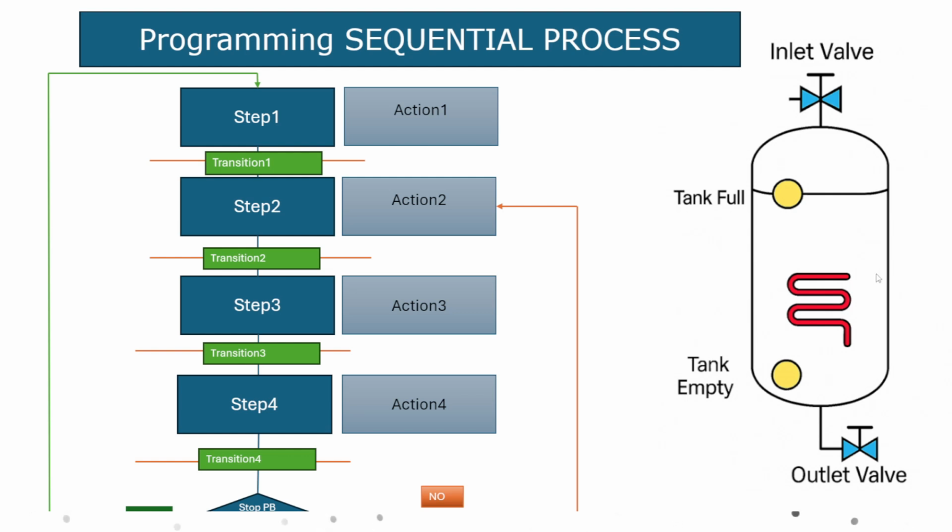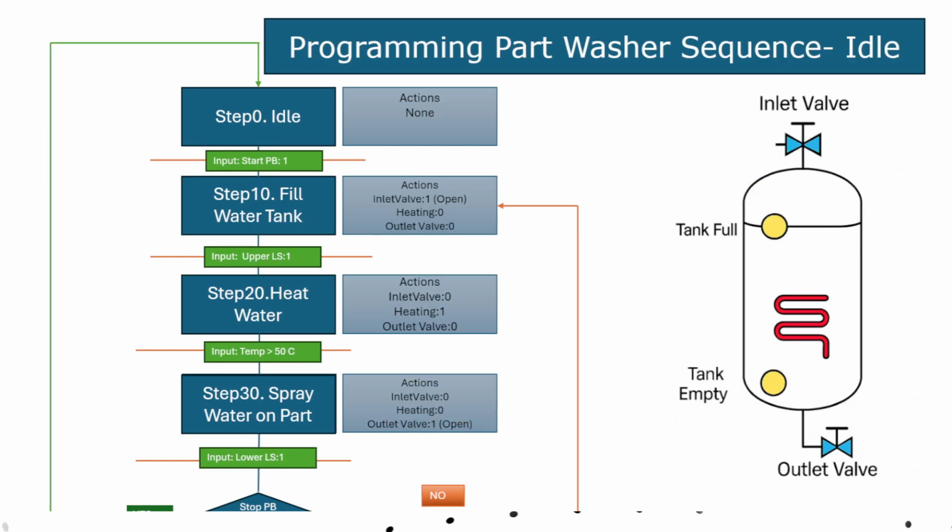Okay, now we'll try to apply this in the parts washer example. So we defined step 0, step 10. If you look at the steps, I have defined them as step 0 and 10 and 20 and 30. What this will give us is an ability to add intermediate steps.